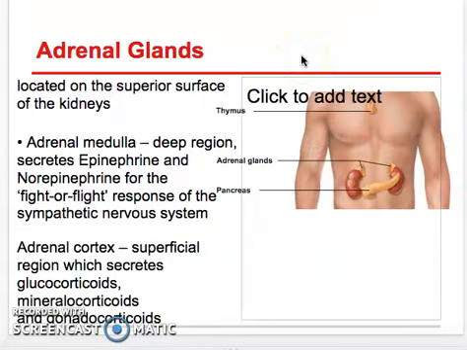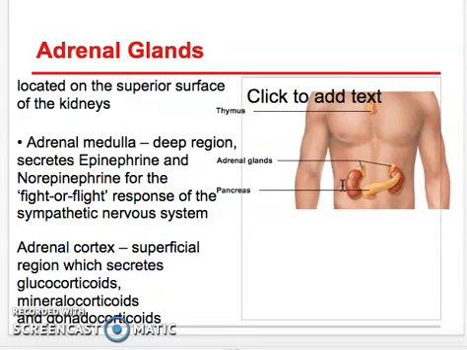So the adrenal glands, which are on top of the kidneys, have a cortex and a medulla. And remember, when we were talking about the brain, the outer portion was the cortex, and then deep inside was the medulla. Same thing with the adrenal glands. So we have the adrenal medulla, again, the middle part of the adrenal glands, which makes epinephrine and norepinephrine, part of the fight or flight response of the sympathetic nervous system.